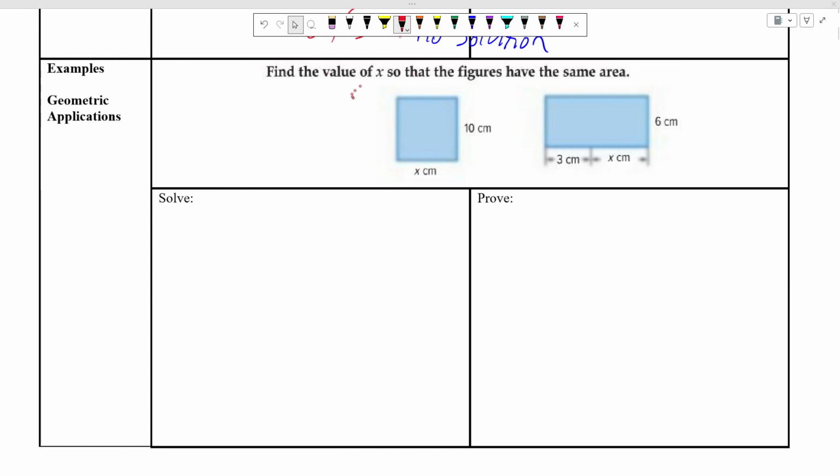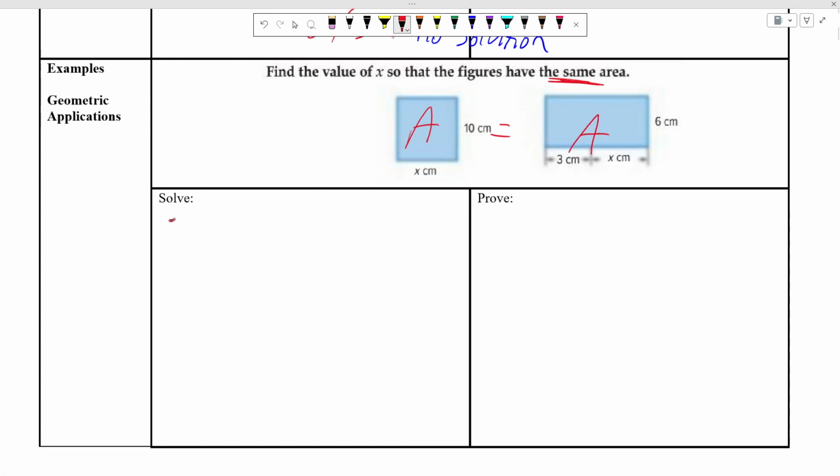So let's see. Find the value of x so the figures have the same area. Well, remember, saying area means basically this multiplied by this, the sides multiplying together. That's what area means. Side times side. So kind of get that sense initially, for one. And secondly, knowing that, find the value of x so that the figures have the same area. So what we're saying is the area over here is going to equal the area over here.